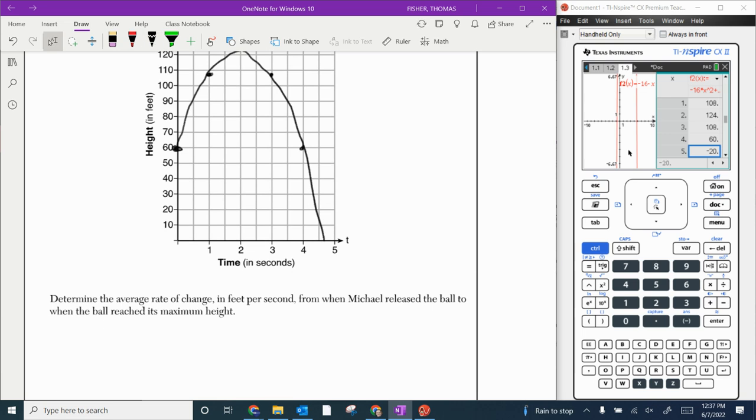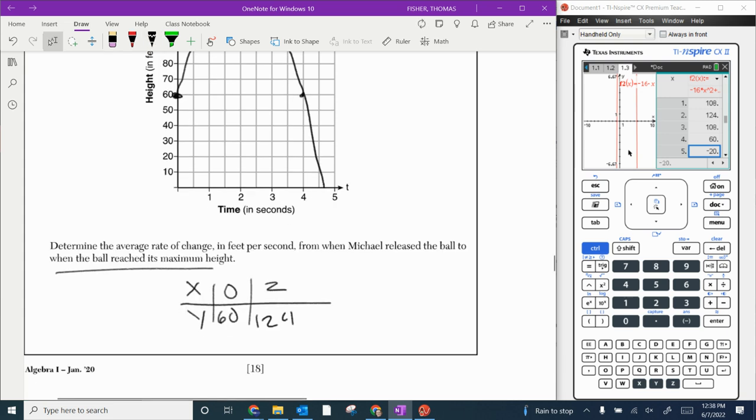So it says determine the average rate of change in feet per second from when you release the ball to when it reached its maximum height. So average rate of change, just think slope. So release the ball was at 0, and that was at 60. The maximum height we saw here was at 2, 124. So what's just the slope between those 2 points?